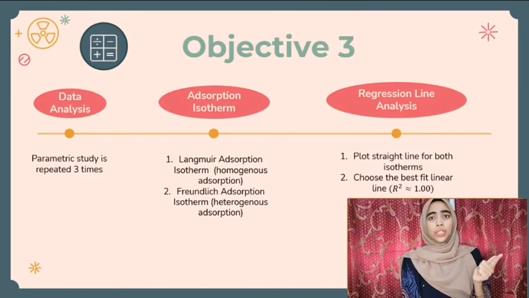Data analysis, adsorption isotherm analysis, and regression line analysis are the steps in accomplishing the objective. Firstly, data analysis is performed by repeating the procedures 3 times in order to find the mean of each procedure. Next is to evaluate the adsorption isotherm. There are 2 adsorption isotherms to be studied, which are the Langmuir adsorption isotherm and the Freundlich adsorption isotherm. The Langmuir adsorption isotherm is the linear model for monolayer adsorption on a homogeneous adsorbent, while the Freundlich adsorption isotherm is the linear model for adsorption on a heterogeneous adsorbent.